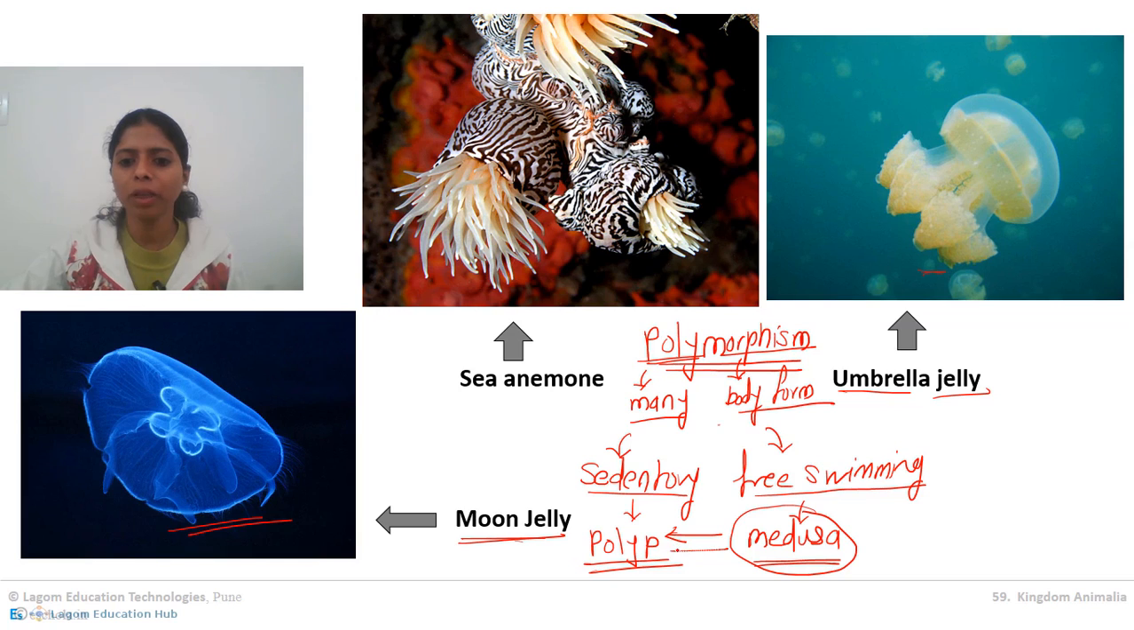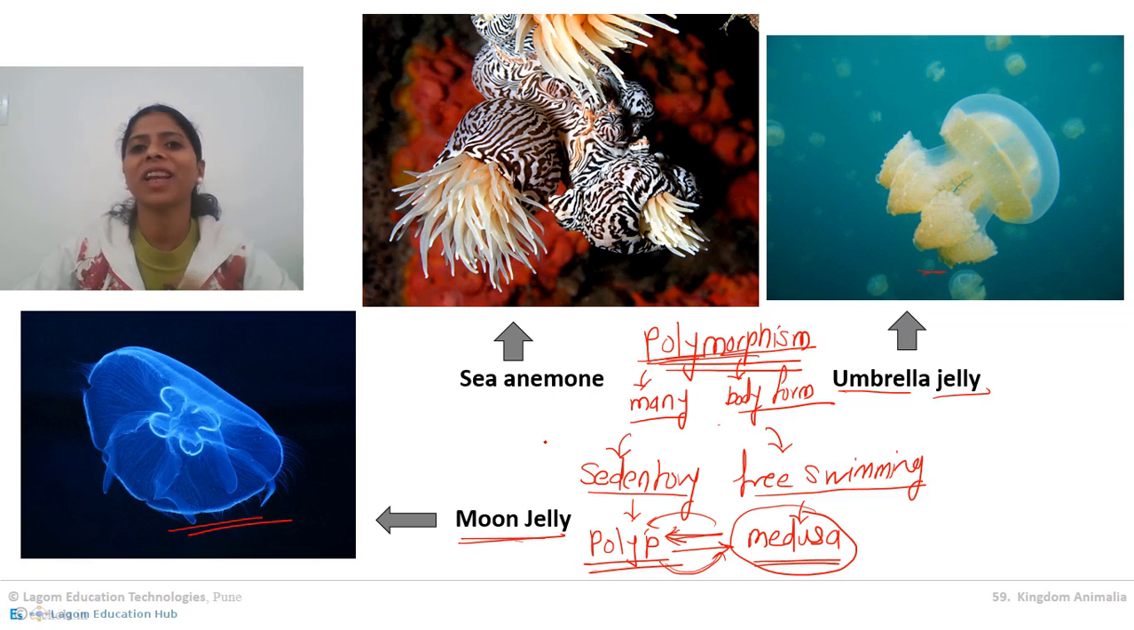Initially the polyp only formed the medusa, and now the medusa gives rise to a polyp. So this is an alternate form. Once a polyp gives rise to a medusa, another medusa gives rise to a polyp. So there is an alternation of their body form, and this phenomenon is called polymorphism. And this polymorphism is a very peculiar characteristic of some of the coelenterates.